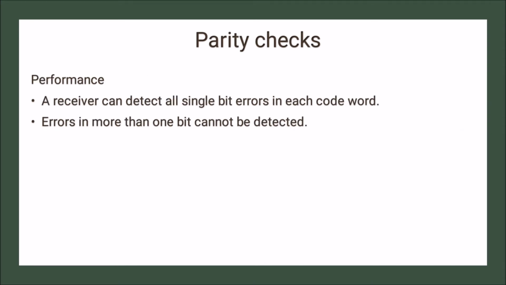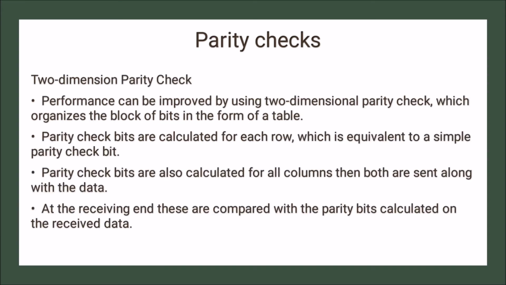Now in the simple method we only detect 1 bit error. More than 1 bit error we cannot detect. So for that we use two-dimension parity check. At the receiving end, these are compared with the parity bits calculated on the received data.